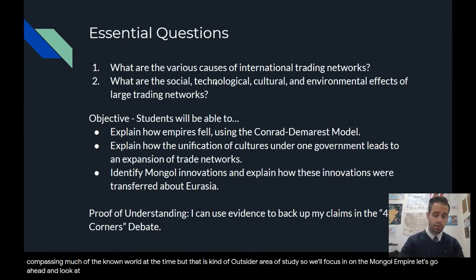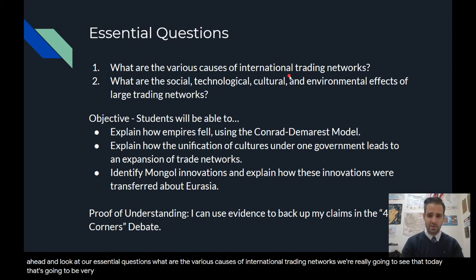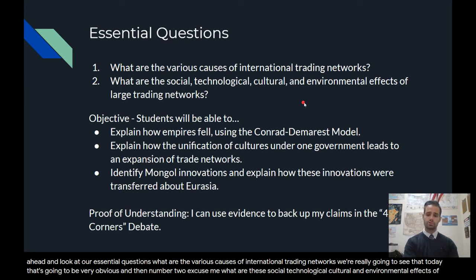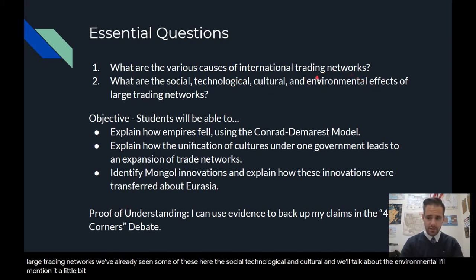Let's go ahead and look at our essential questions. Number one, what are the various causes of international trading networks? We're really going to see that today. That's going to be very evident in just a little bit. And number two, what are the social, technological, cultural, and environmental effects of large trading networks? We've already seen some of these, the social, technological, and cultural, and we'll talk about the environmental. I'll mention it a little bit today, and then we're really going to take a deep dive into the environmental effects of large trading networks in our subsequent lectures.